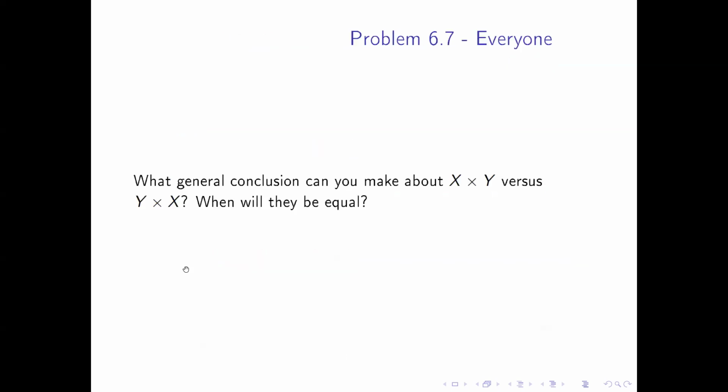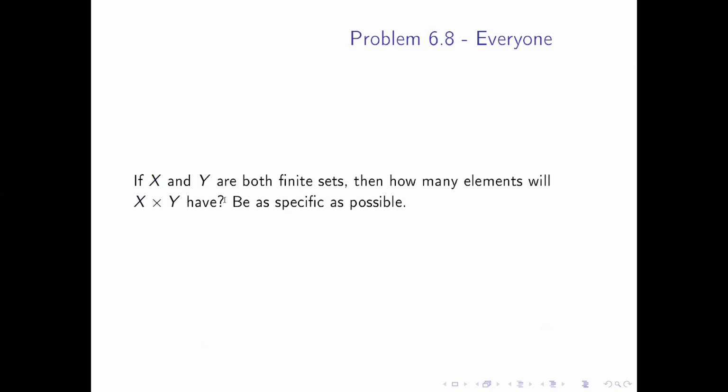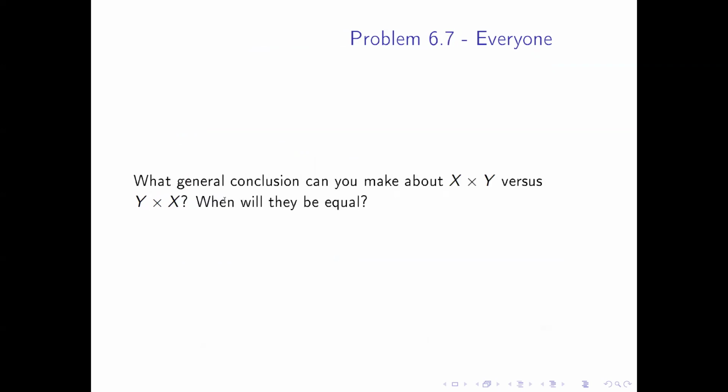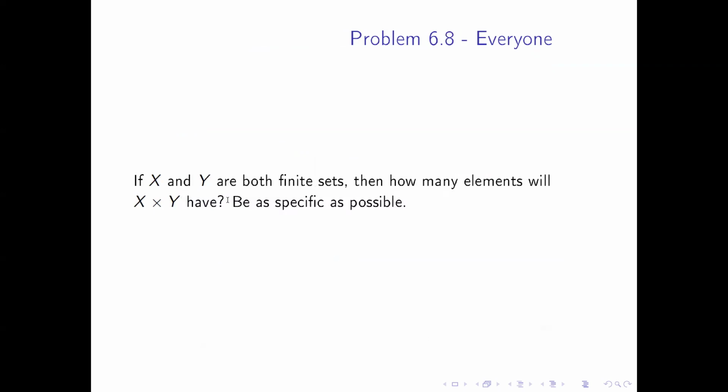Namely, what can we say about X cross Y versus Y cross X? And I love this second question. When are they exactly equal? It's kind of an important note. So I'm going to have everyone work on these problems because there's not a lot of them. Then the next one is if they're both finite sets, so they're not an infinite number, how many elements are in the Cartesian product? And I want you to be as specific as possible, not be like a lot. But let's say that you give a number to X and Y in terms of their cardinalities, what would be the cardinality of X cross Y?